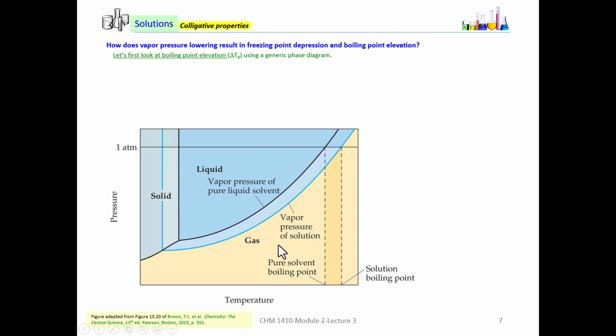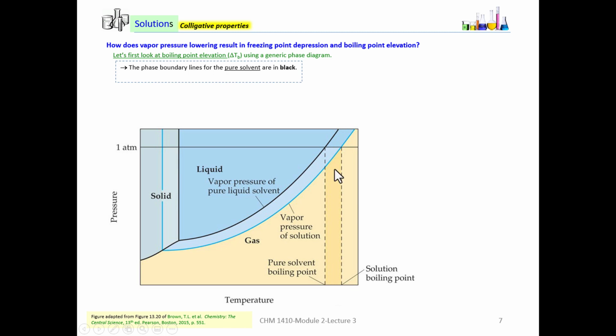If you recall, phase diagrams show the conditions of pressure and temperature under which a substance exists as a solid, liquid, or gas. This particular phase diagram looks a little busy, and the reason is because the black lines represent the phase boundary lines for the pure solvent. So in our examples here, these are the phase boundary lines for water, since water was our solvent.